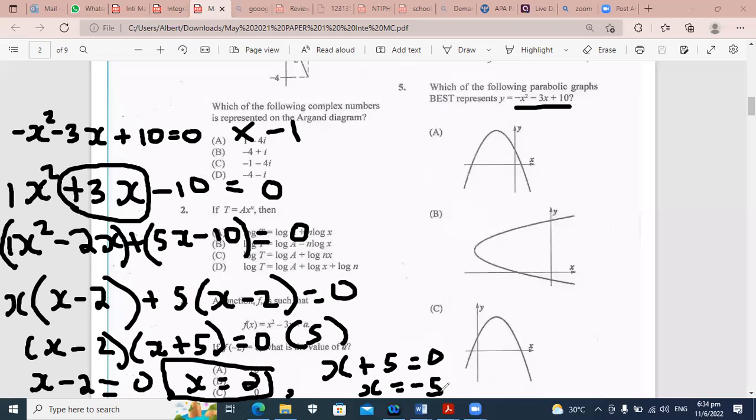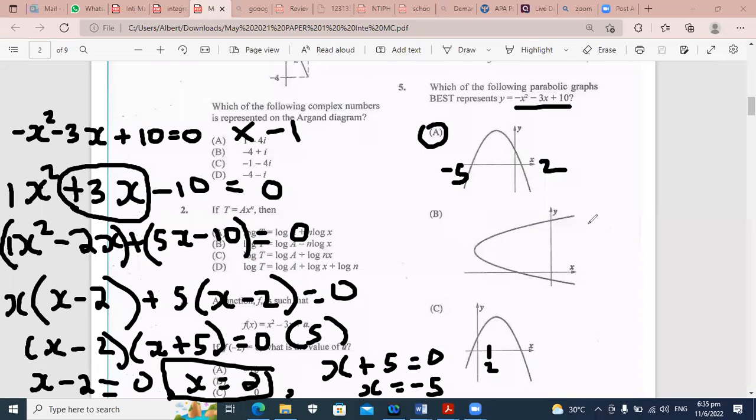So the answer is A. Beautiful. It must have been A, because that would be negative 5 and positive 2. It couldn't be C, because if you get 2, it wouldn't match up, because 2 would have been somewhere like right here, and negative 5 would be out there. So the answer there is A.